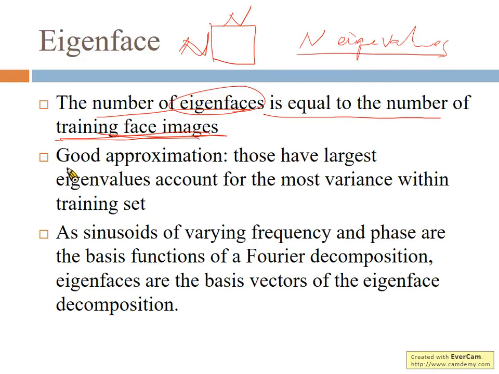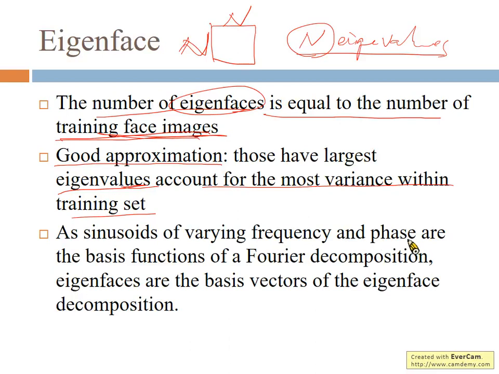But we may not necessarily use all these n eigenvectors. We can find a good approximation. Those with the largest eigenvalues account for the most variance within the training set. Therefore, we don't use all these n eigenvectors. We usually just use the top 20 or the top 10 eigenvectors that have the largest eigenvalues.